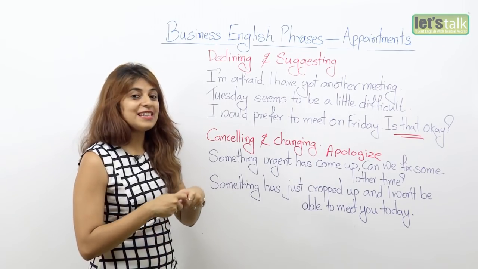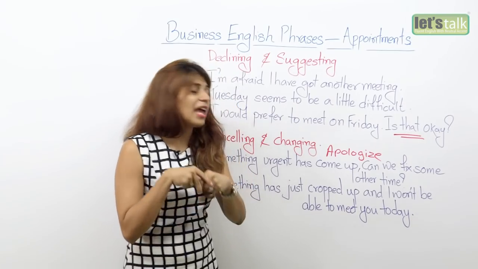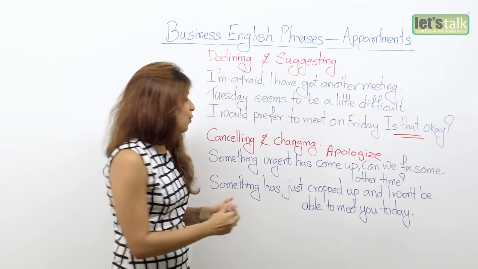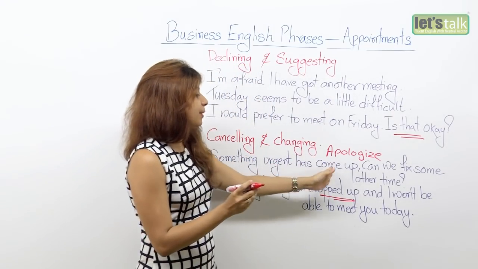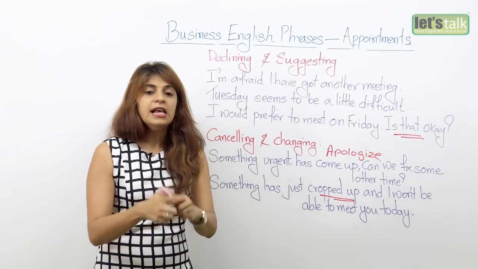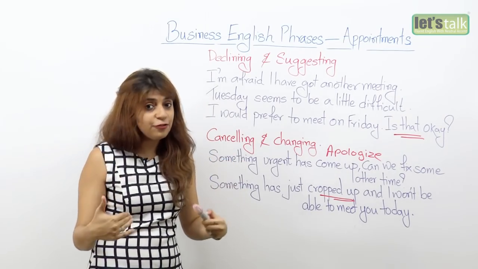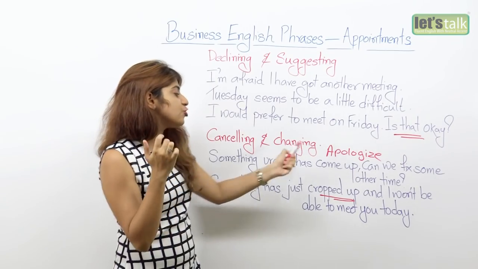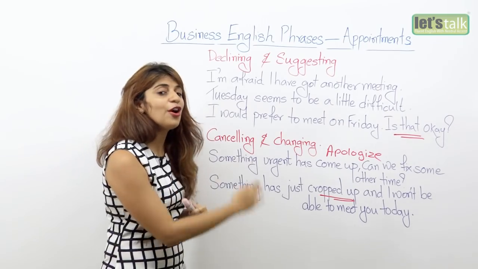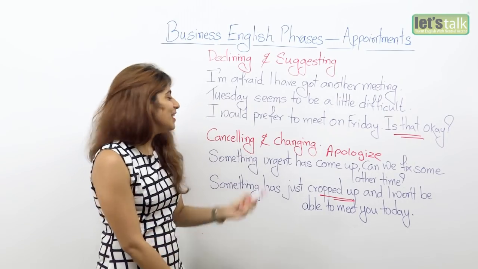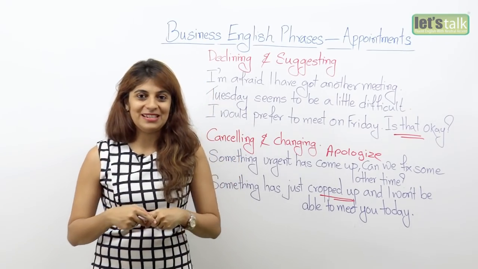And another phrase that you can use is, something has just cropped up and I won't be able to meet you today. So the expression cropped up is very similar to come up. So cropped up is when something has come up, something that you have to do. So something has just cropped up and I won't be able to meet you today. Again, you gotta apologize. Right? So this is the way you would cancel and change the appointment, right?